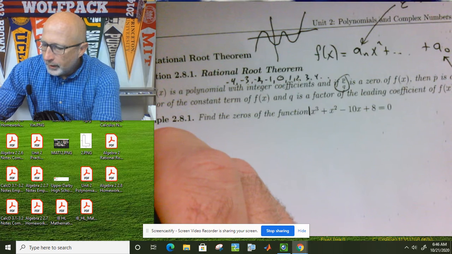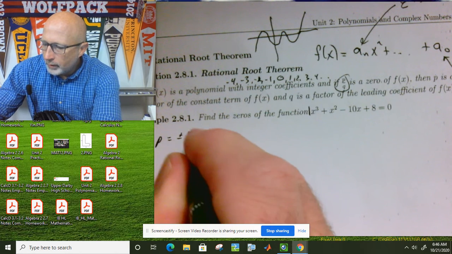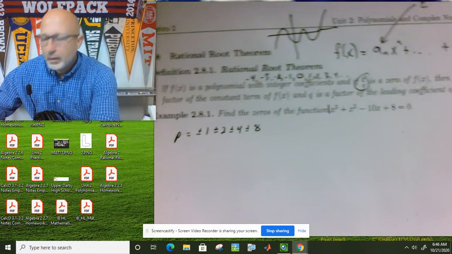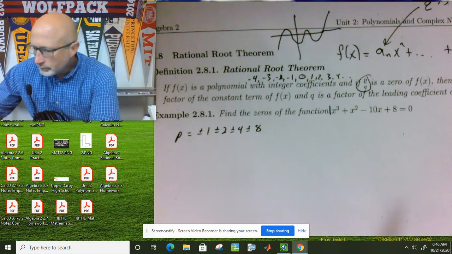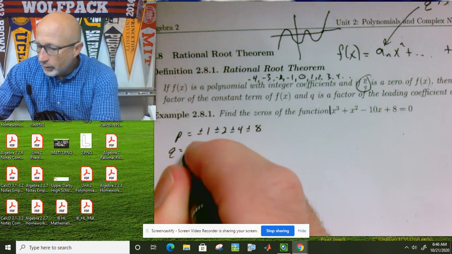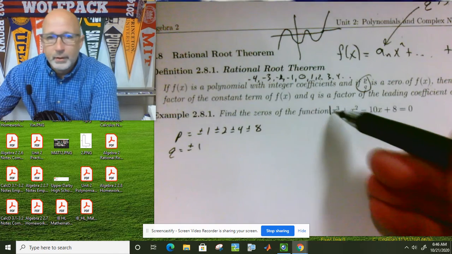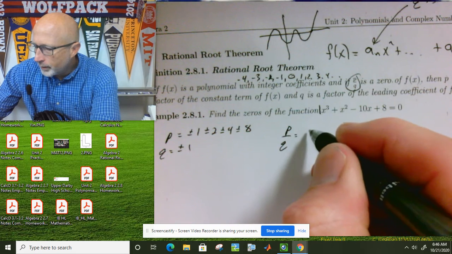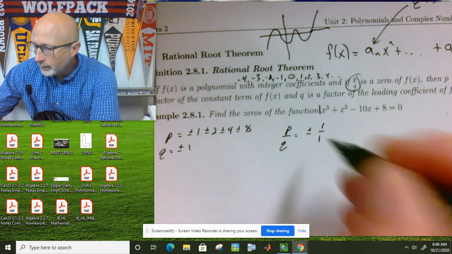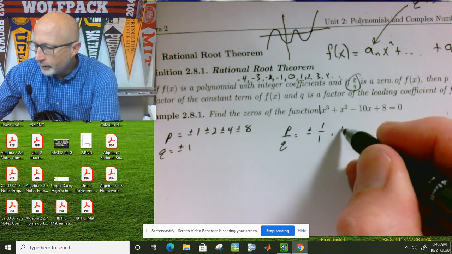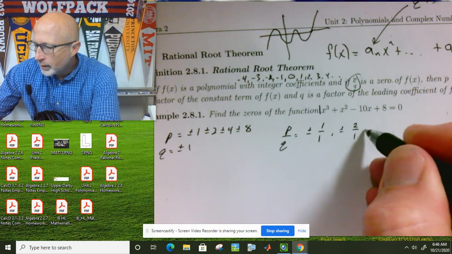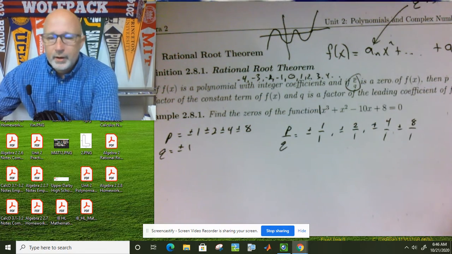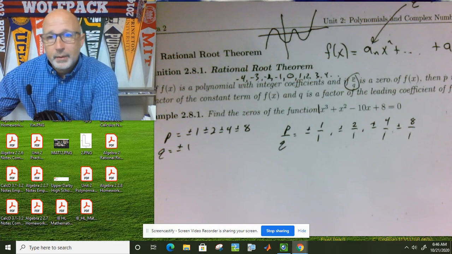So P is going to be plus or minus 1, plus or minus 2, plus or minus 4, or plus or minus 8. Those are all the factors of P. Okay, Q can only be equal to plus or minus 1 because that's the only number that's there. So P over Q is going to be plus or minus 1 over 1, comma, plus or minus 2 over 1, comma, plus or minus 4 over 1, plus or minus 8 over 1. So if it has a rational root, it has to be in that form.